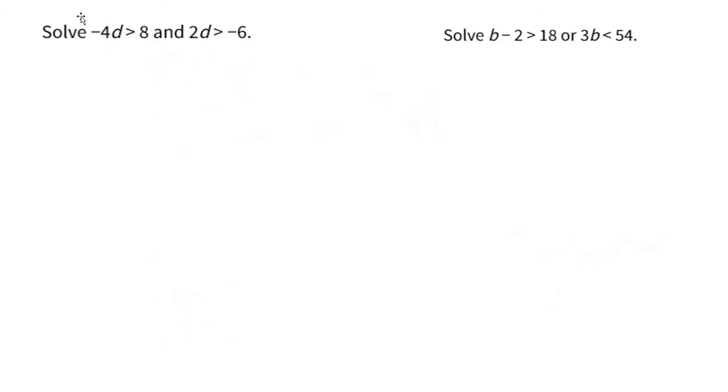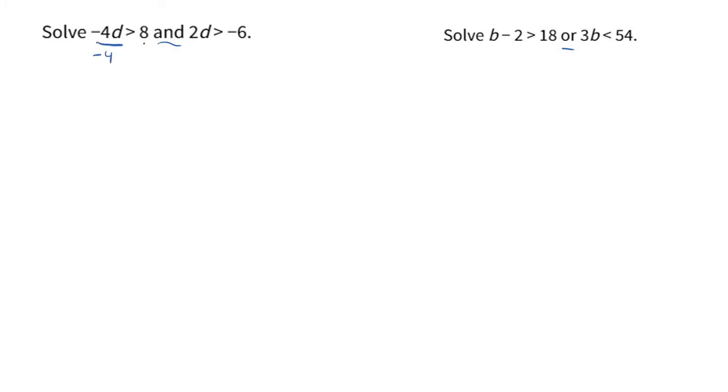Okay, let's talk compound inequalities. Compound just means you've got multiple inequalities in the same thing. You've got "and" statements where it's got to be true in both, or you've got "or" statements where it can be either or. And you just solve these. This is kind of a 2-for-1. So let's get d by itself.